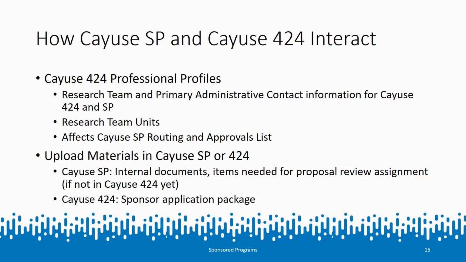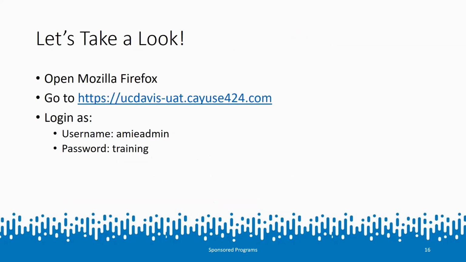424 is where you would upload the sponsor application materials. All right, so let's go ahead and take a look. Go ahead and log in to our test site here, ucdavis-uat.cayuse424.com. And if you can't read this information, it's on your handout. We're all going to log in as Amy admin, and the password is training.